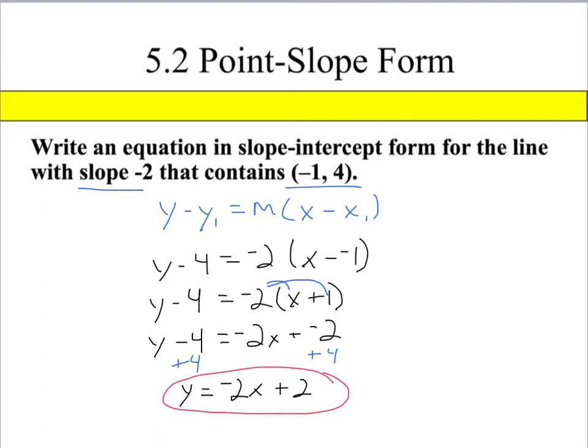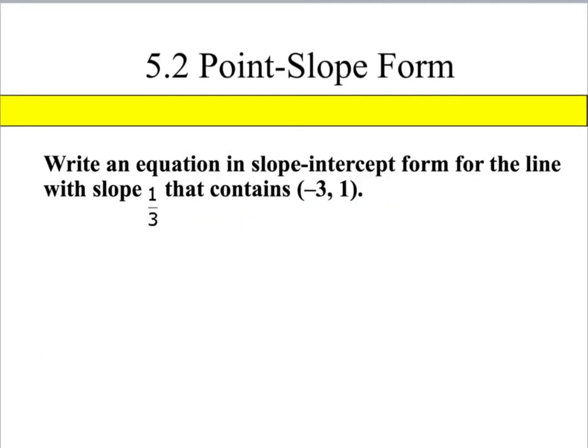So, next one. Same idea. Write the equation in slope-intercept form. You don't have to rewrite the directions, just write the slope and the point. Okay? For the line with the slope 1/3 that contains, and this word that says that contains, that means that -3, 1 is a point on the graph line. So I'm given a slope, I'm given a point, plug it into your formula. I'm not going to say anything more. We'll see how you do.